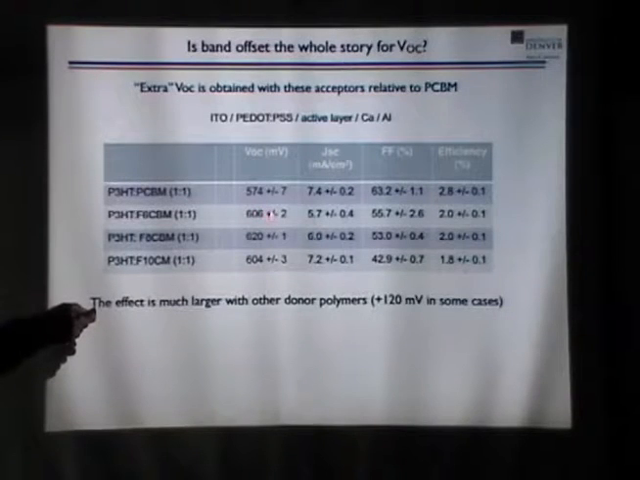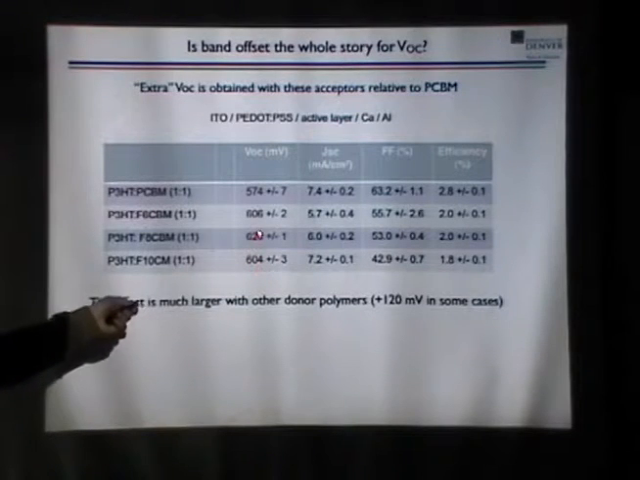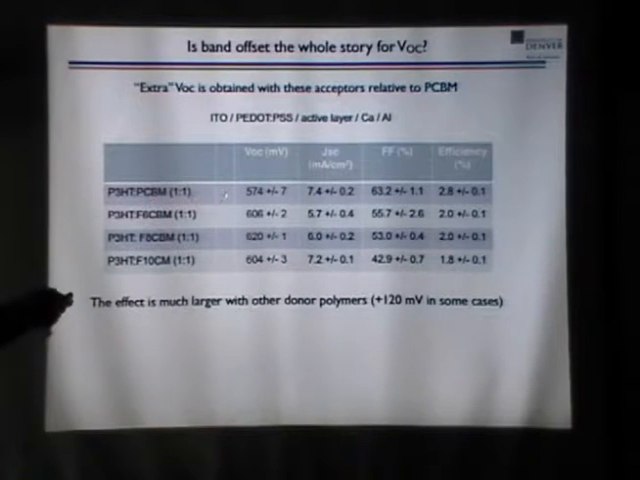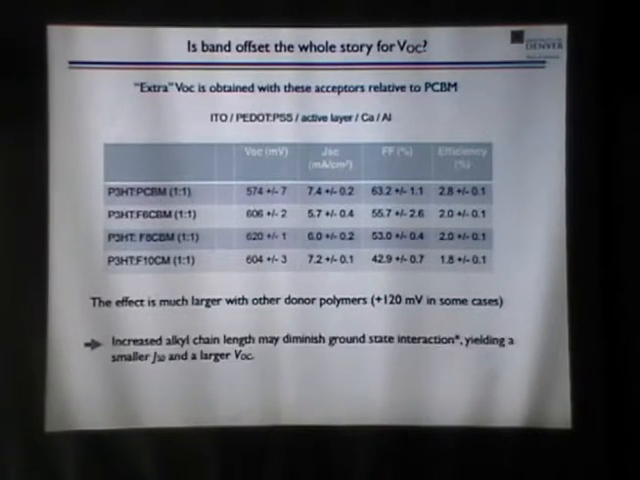Somehow we get an extra 30 millivolts of voltage. Put in the F8, now there's 8 carbons in the chain, we get another 15 millivolts of voltage up to 620. And then you put in the F10 and it comes down a little bit. But somehow between F8 and PCBM, we get about 45 or 50 extra millivolts, even though the LUMO levels are the same. So our simple description is not quite right. And I should say for other materials, this difference, or the extra VOC, can be a lot more. It can be over 100 millivolts. So what's going on?